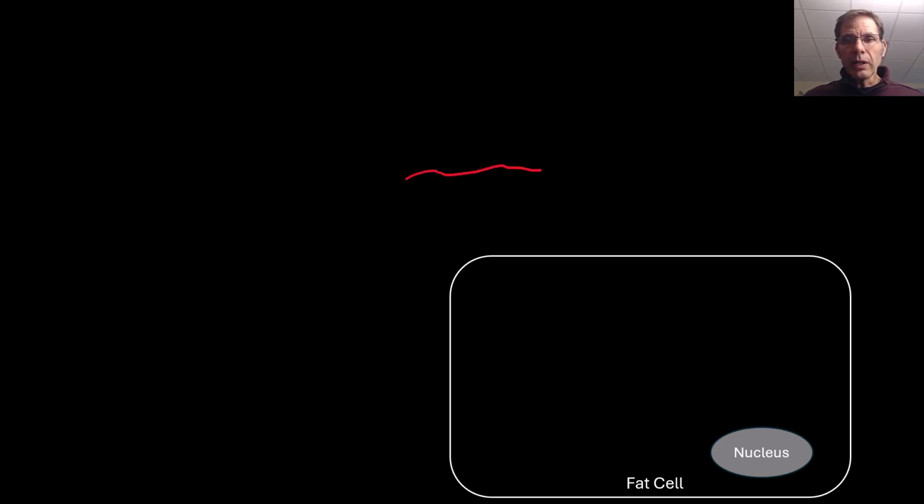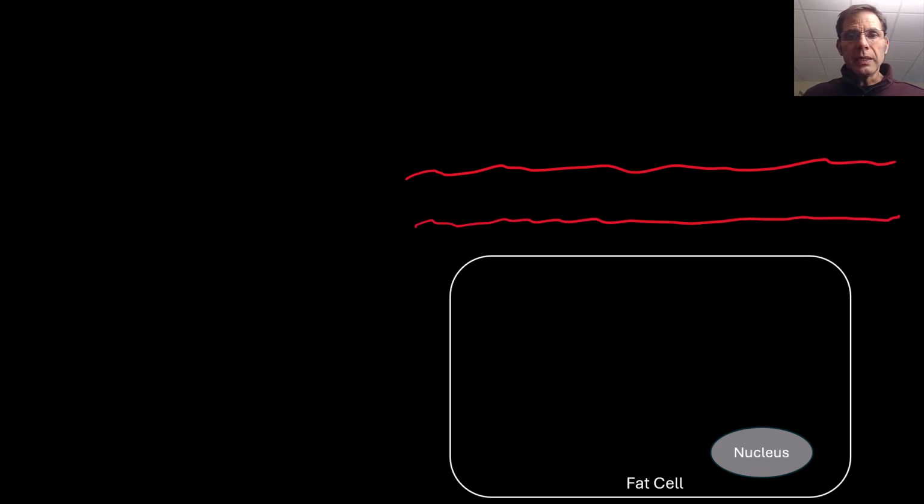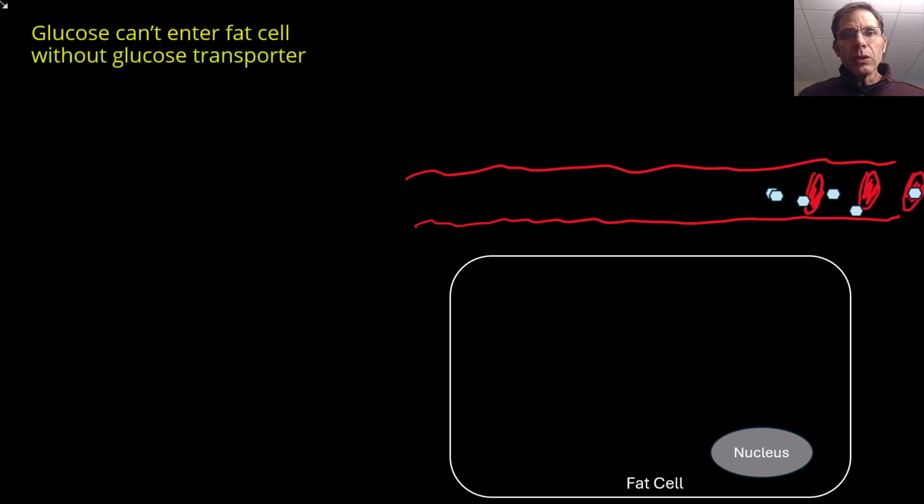All right, so we have a cartoon of a fat cell. Go ahead and draw the blood supply. Let's have some red blood cells, some glucose molecules that are in the plasma around the blood cells, and the blood is flowing from left to right. Now at rest, glucose that's in the blood can't enter fat cells. Glucose is a polar molecule, hydrophilic. It can't cross the hydrophobic lipid bilayer of the cell membrane.